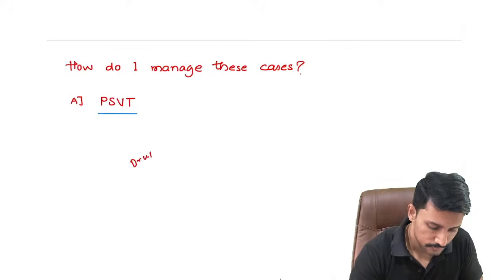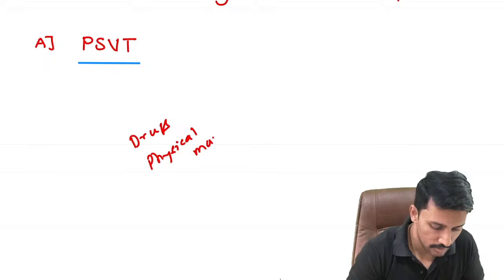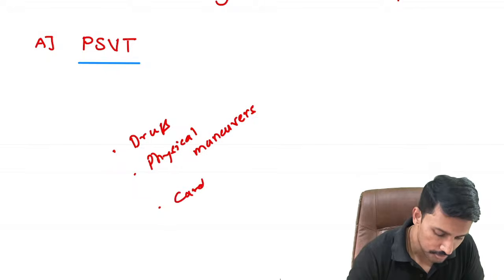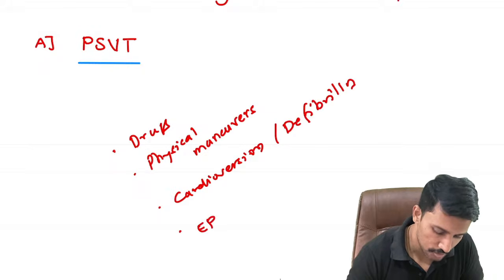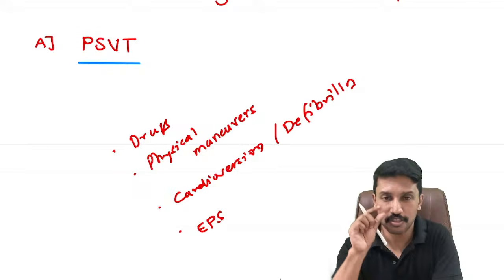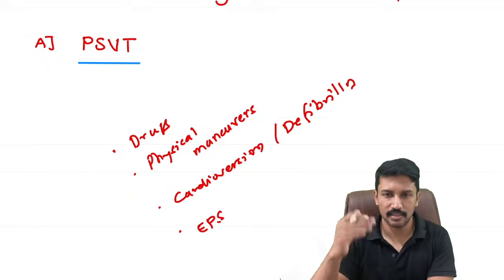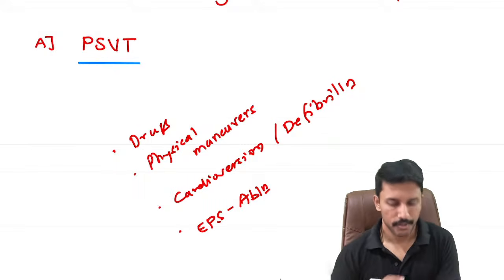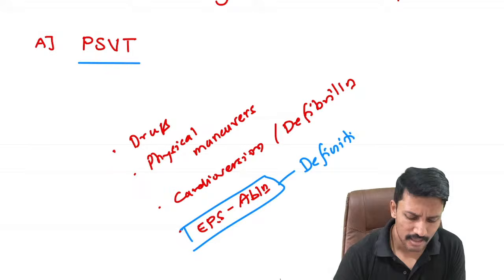One is drugs, then physical maneuvers like stimulating the vagal nerve, cardioversion or defibrillation, that is shock, and then electrophysiological studies to identify exactly which tissue is becoming an ectopic pacemaker, or is becoming a re-entry circuit, and ablating it, right? EPS and ablation. Okay. So the definitive treatment is the EPS ablation, because it identifies the root problem.